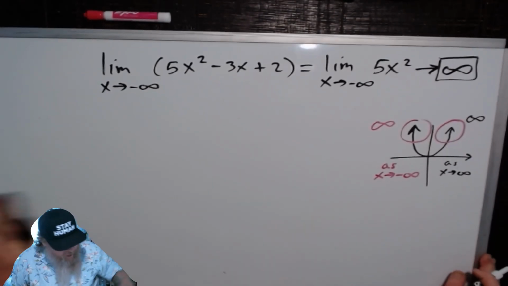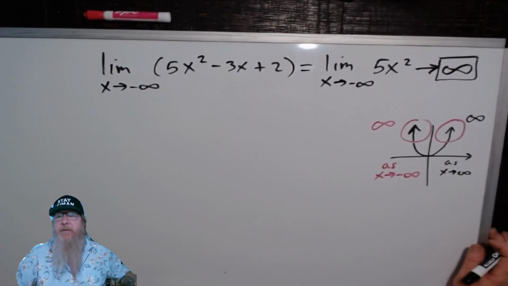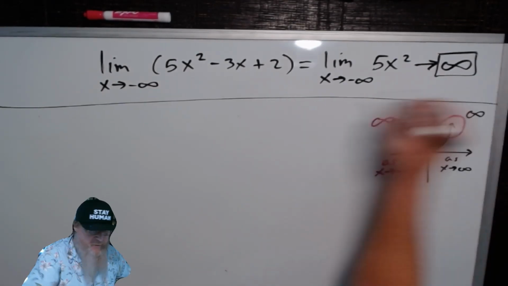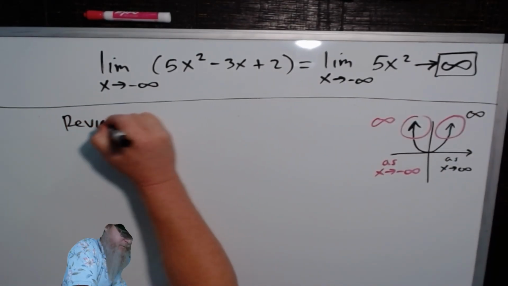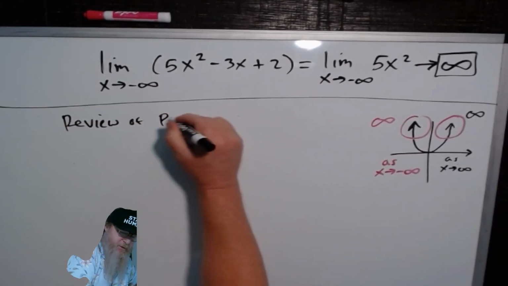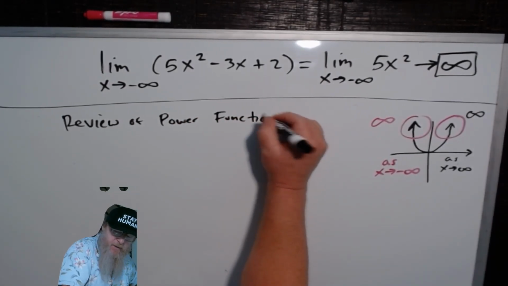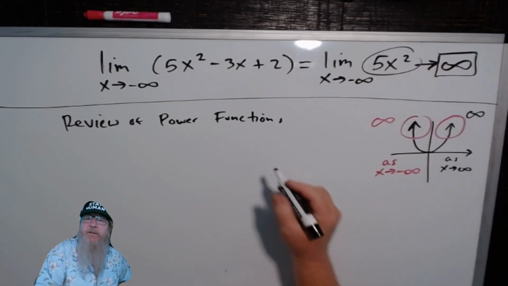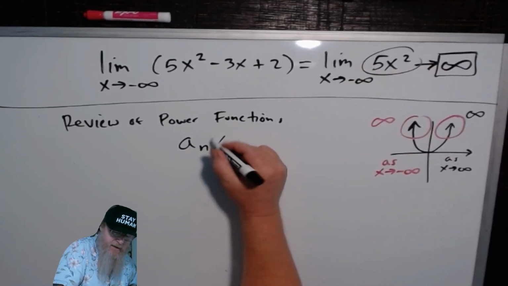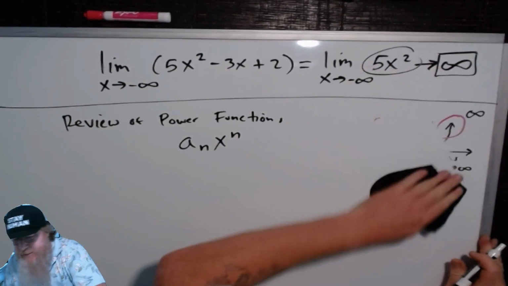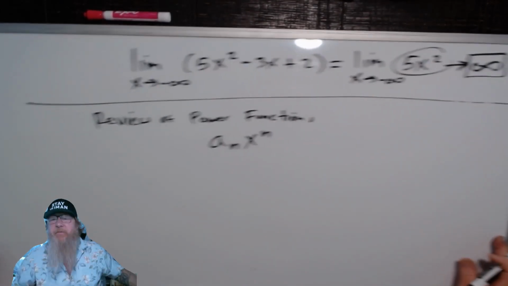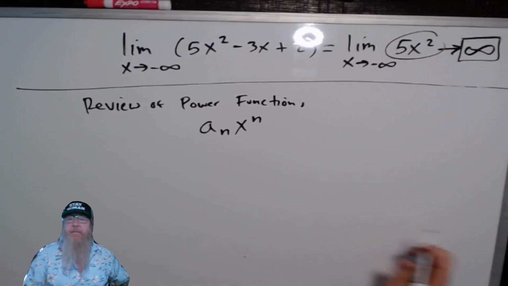So what we should probably do before I do another example is a quick review of power functions. That's what these things are called. So we'll say a_n x to the n. Just a quick review. It'll only take a minute here.